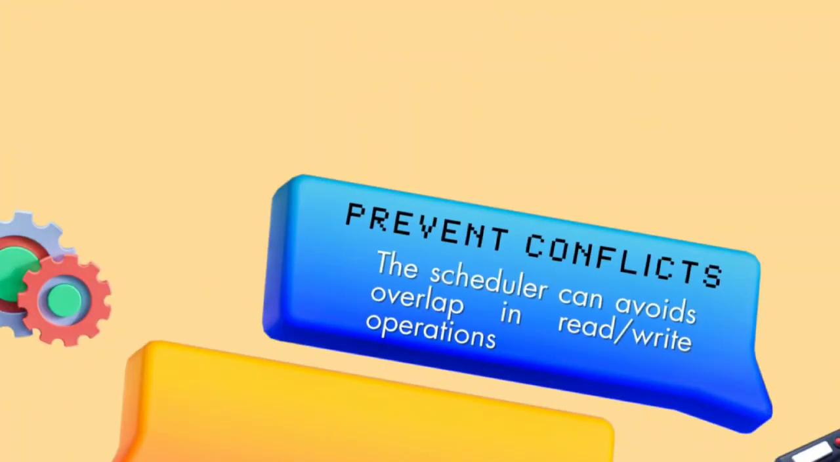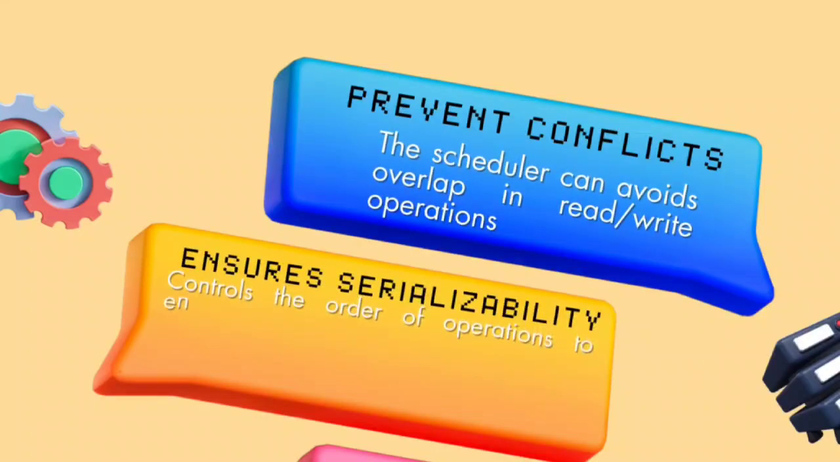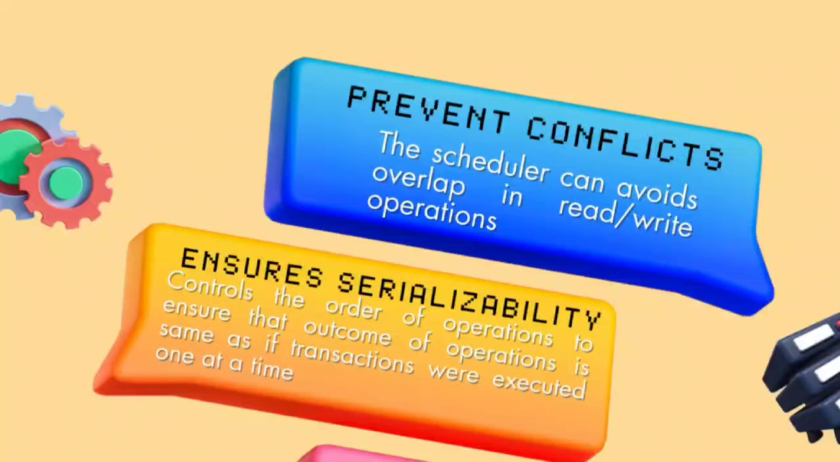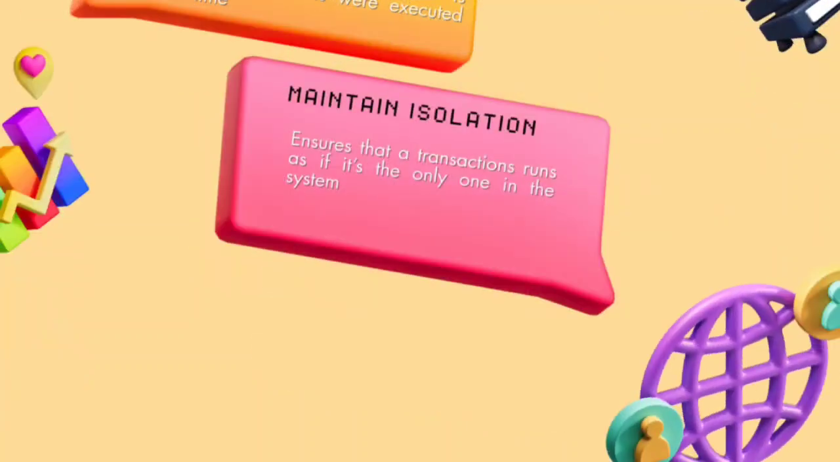So the first role of the scheduler is to prevent conflicts from occurring. The scheduler can avoid overlap in read or write operations. The next role is to ensure serializability, which controls the order of operations the same as if the transactions were executed one after the other. Not only that, the scheduler can maintain isolation, ensuring that a transaction runs as if it's the only one in the system.